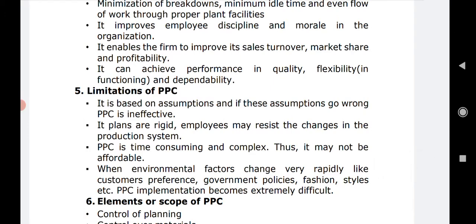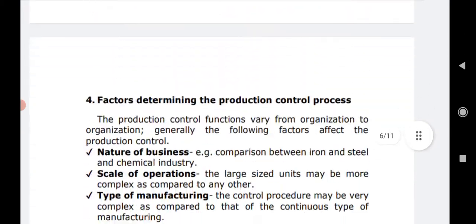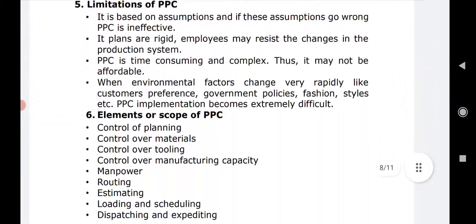Next comes, it improves the employees' discipline and morale in the organization, because with the help of PPC everyone knows as to what has to be produced, in how much quantity it has to be produced, likewise, right? So it can achieve the performance in the quality, flexibility in functioning, and dependability can be increased. Quality can be increased and flexibility can be maintained. So this is what is known as the advantage of PPC.